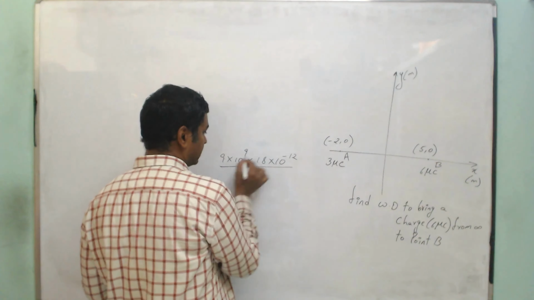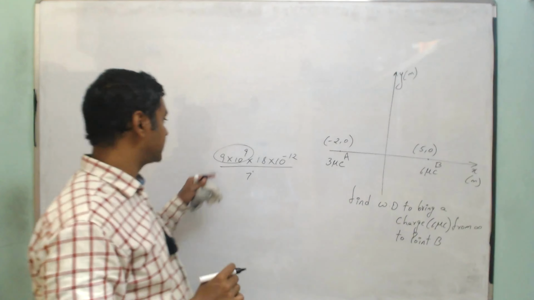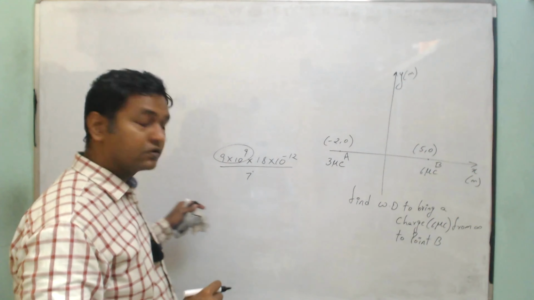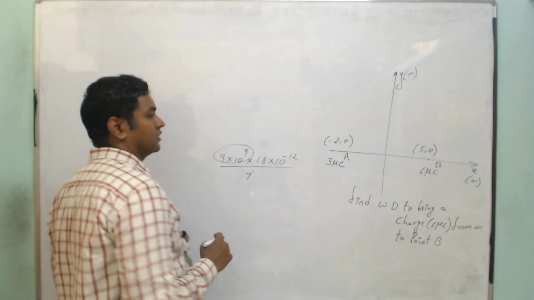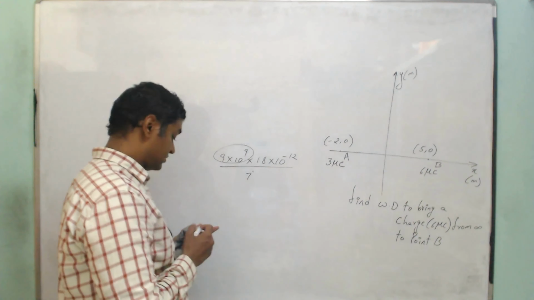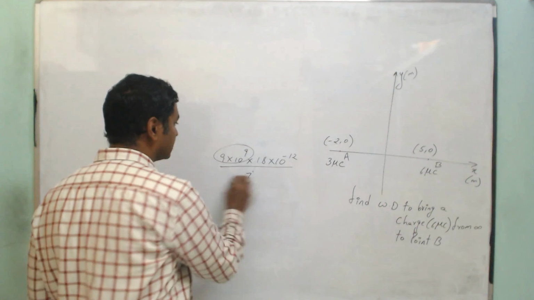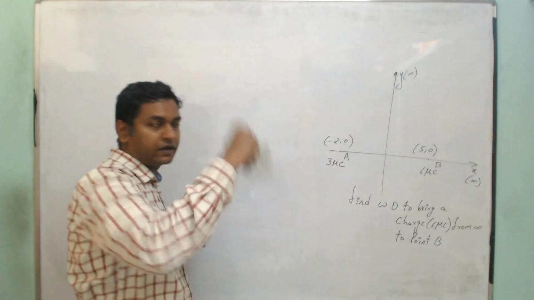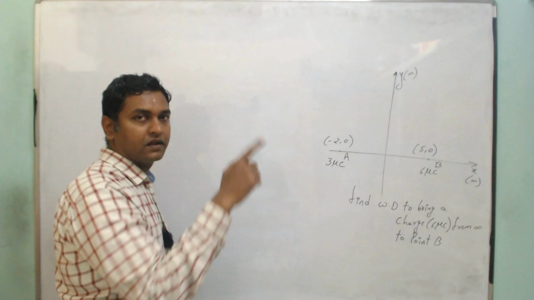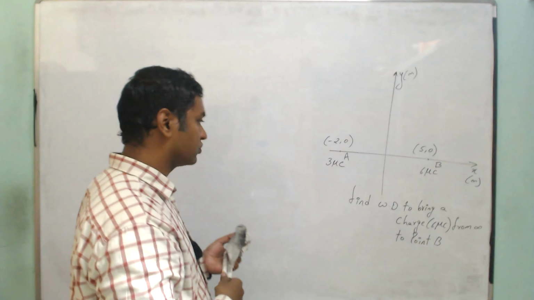18 K by 7, because there is 9 into 10 power 9 in the K, right? Yes, sir. Okay. Now, next question is a continuation of this question. So write this as 1(i) and the second one is 1(ii). Okay.